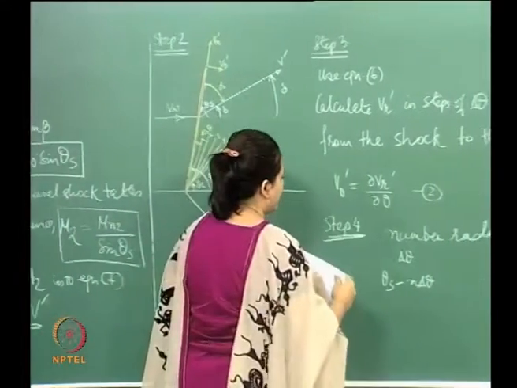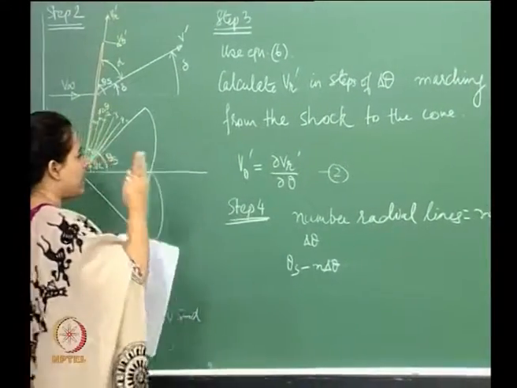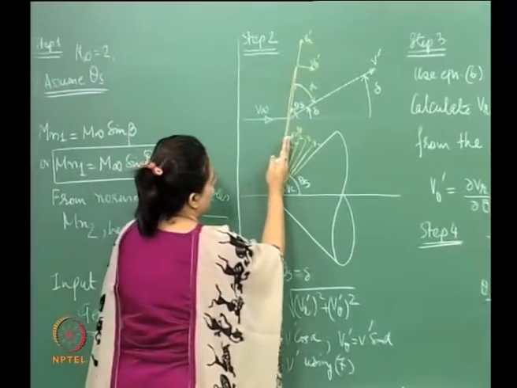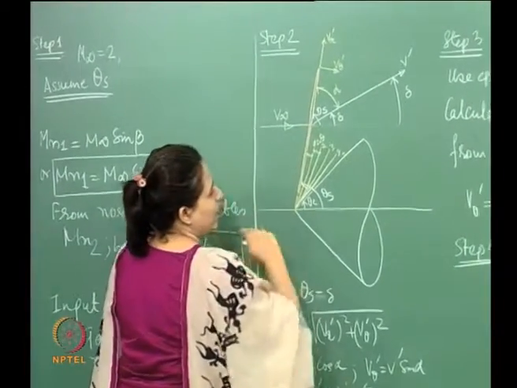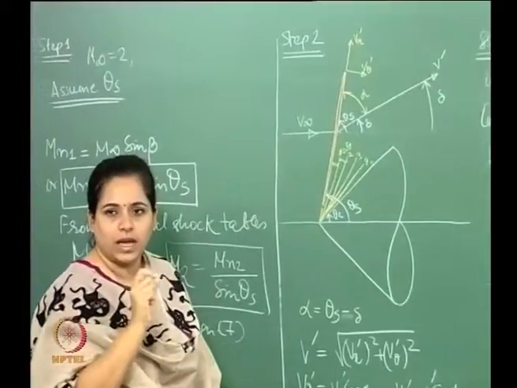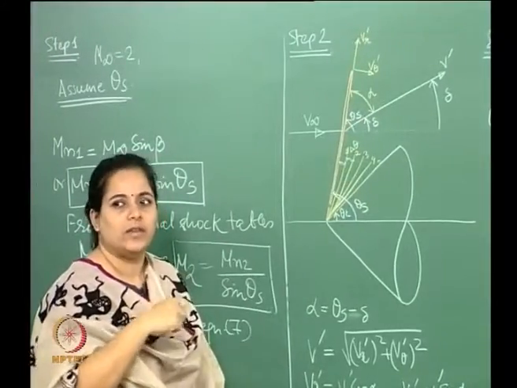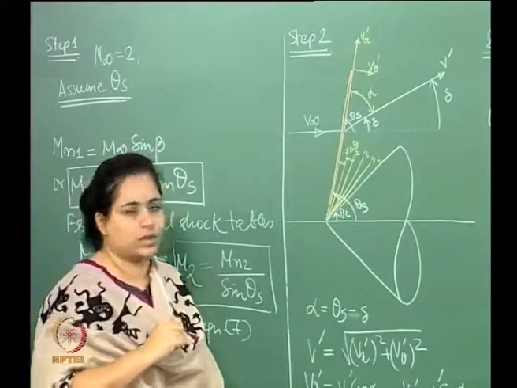Now, at the surface of the cone, at every step, at every radial line, I get a v r dash and I also get a corresponding v theta dash. Okay, we get these two velocities.